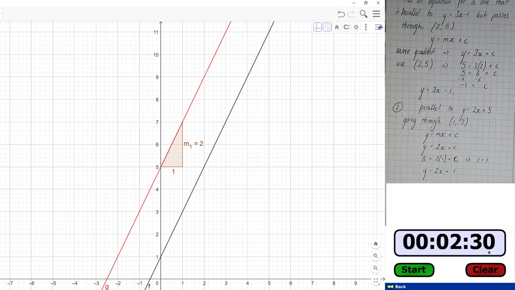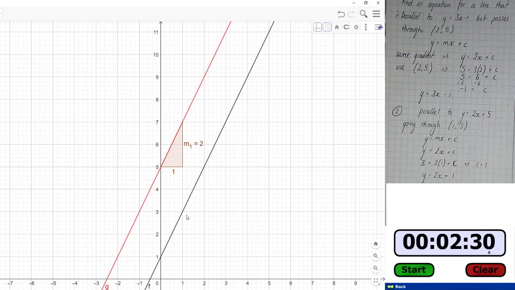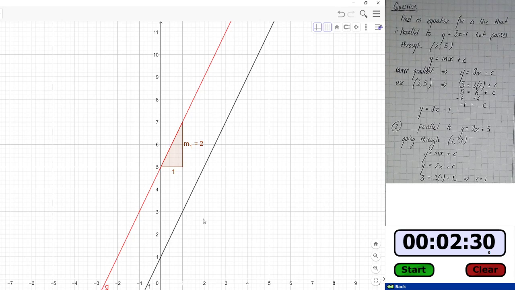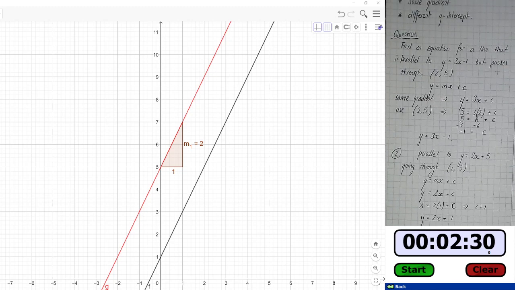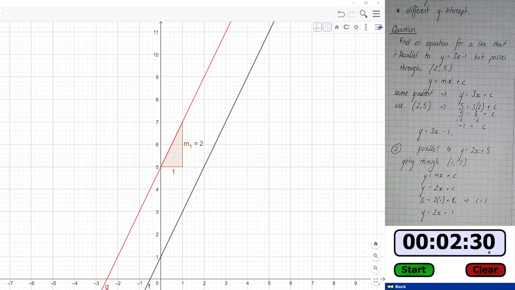Okay? And if we have a look on the graph here, the black line here is the line for the equation that we found out, and it goes through that point 1, 3. Okay? Exactly the same method as we did before. And this time it does give us a different number at the end. So that's parallel lines. Okay? Parallel lines will have the same gradients. They will just cross through the y-axis at a different point.